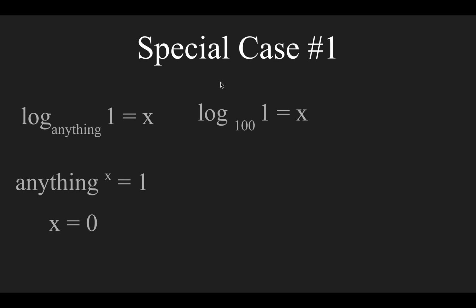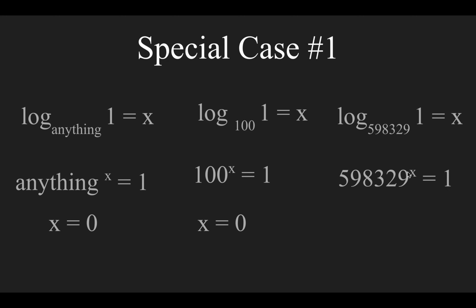You could have something like this. Log base 100 of 1 equals x. Well, what would x be? Well, in order for you to have 100 to the x equal 1, x has to be 0. That's just properties of exponents. What if it's something like this, right? Log base 598,329 of 1 equals x. Well, this number to the x power equals 1, x has to be 0. Easy. It's the same thing. So that's our special case number 1. If you have log of anything right here and then a 1, x has to be 0, because the only way for you to get 1 is if the exponent is 0.